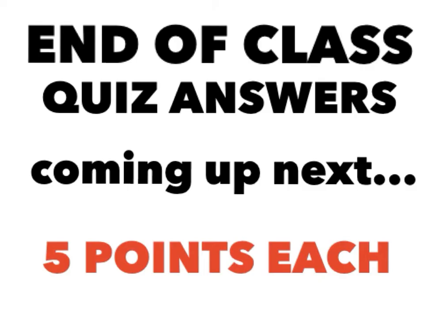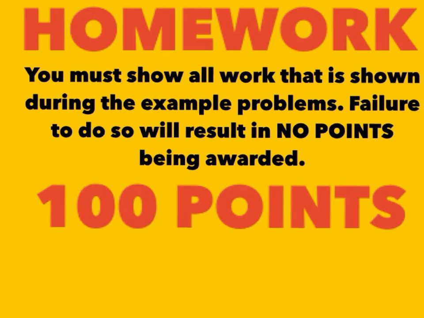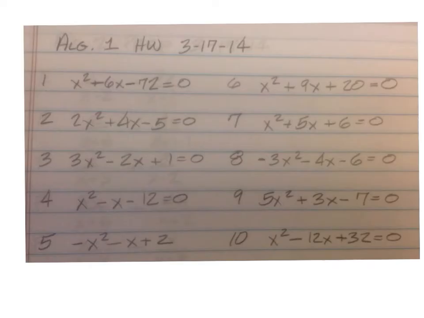The end of class quiz answers are coming up next after all students have collected their paper from the table, where I have photographed each one. The following homework assignment is due on the next school day. Students must show all work to get full credit, which is 100 points. Extra points are given for correct answers. Take a picture or write it down, but you must start on it once you acquire the homework.